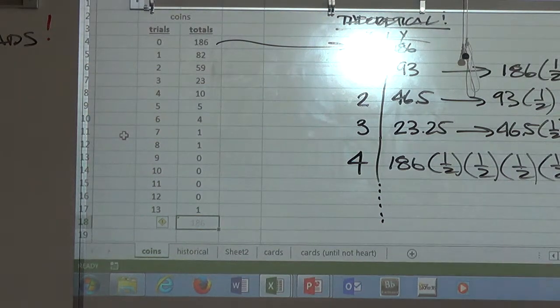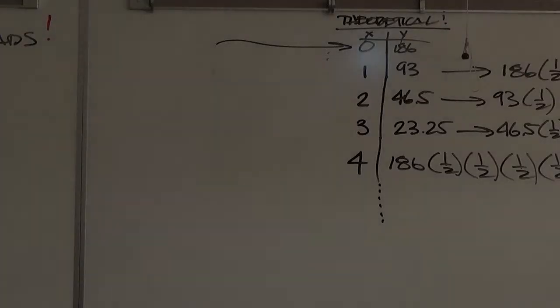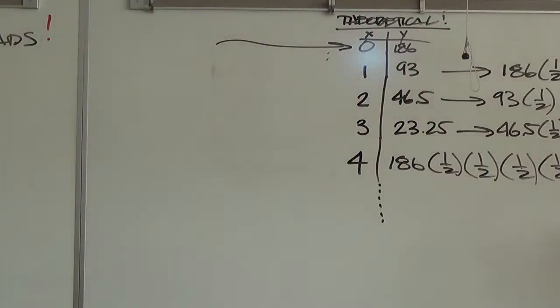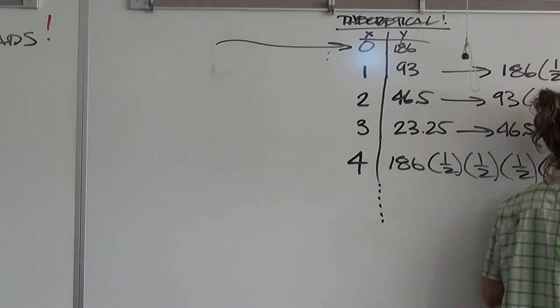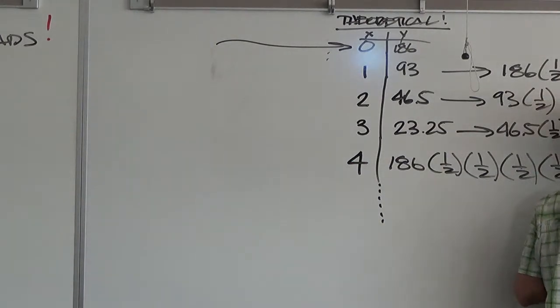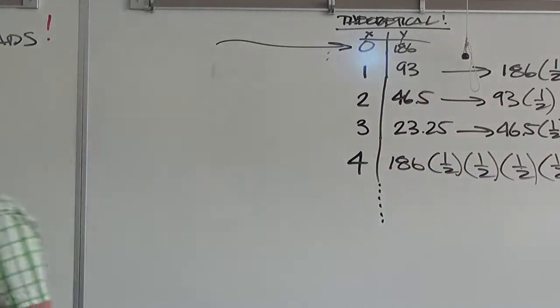Okay. 186 times 1/2 to the first. This is 186 times 1/2 squared. We killed this, we can see a little better. 186 times 1/2 cubed, or to the third. 186 times 1/2 to the fourth. So now we're tying Josh's idea in.